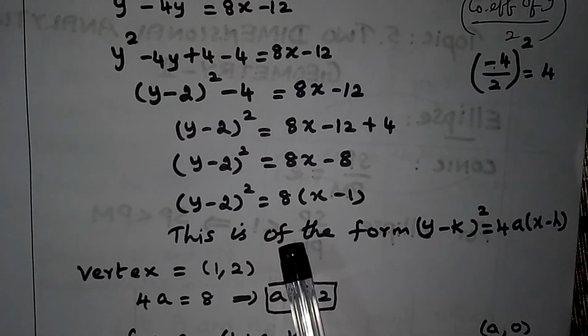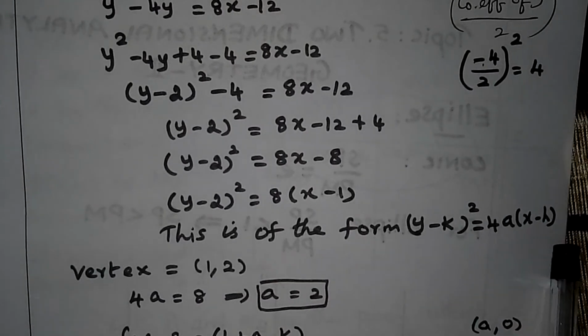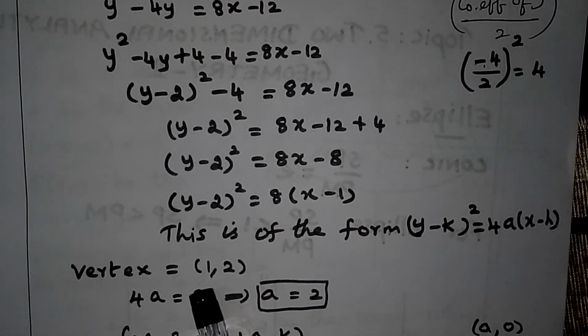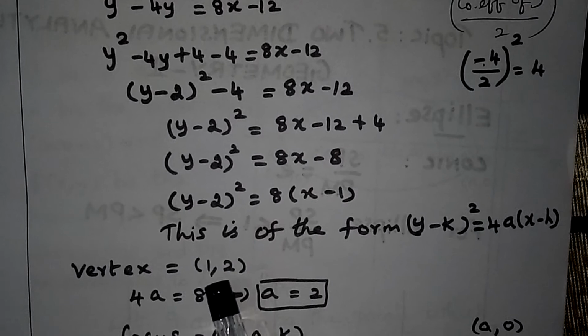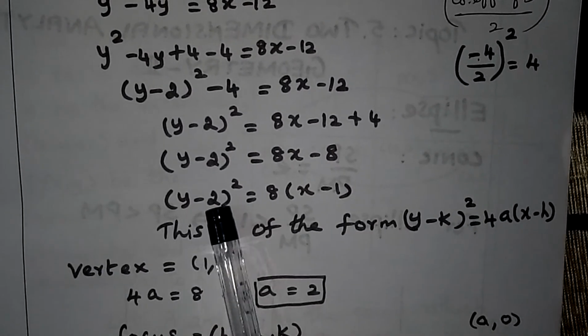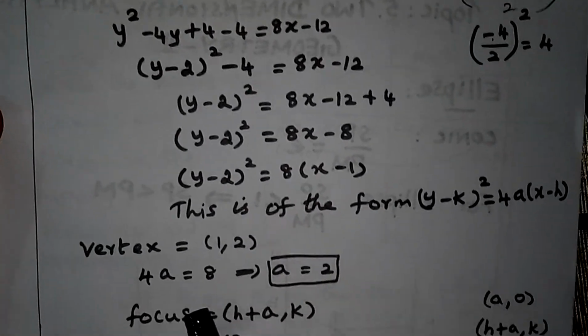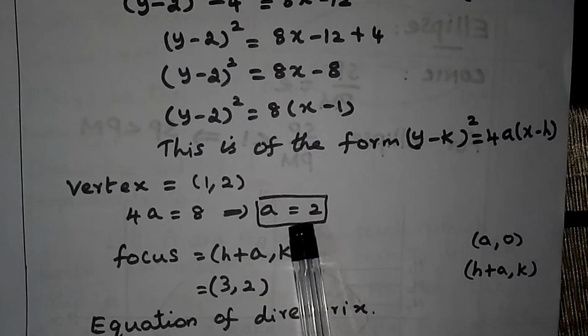So now it is of the form y minus k the whole square equal to 4a into x minus h. So vertex is what? H comma k. So h comma k means x minus h, so h is 1, y minus k, k is 2. Now 4a. Instead of 4a we have 8. 4a equal to 8 means a equal to 2.